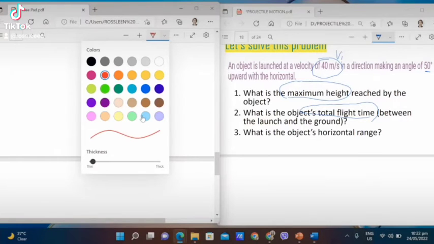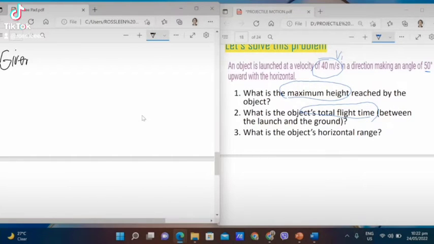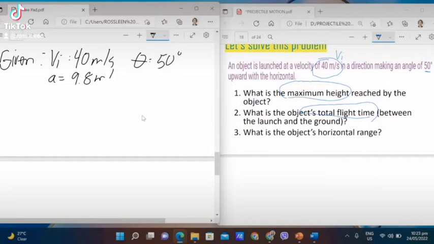Proceeding to number 2, we have to find the object's total time of flight. The given here is still the same from the problem. I just want to rewrite the given so you would know where I get the data.